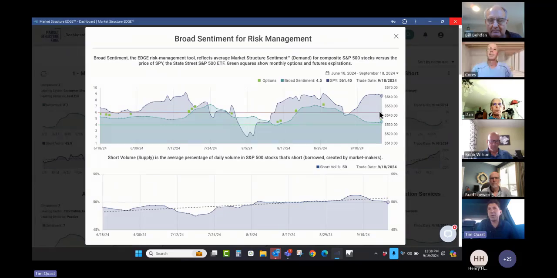So VIX expiration, see that little green box there? These green boxes, if you can see my screen, are options expiration dates. Notice that the demand was declining and supply was too into this Fed rate hike, and the market went up. That's a very unusual condition, and it tends only to happen around major events.